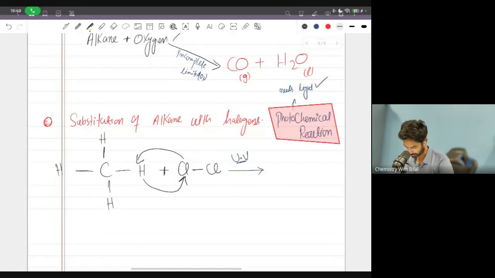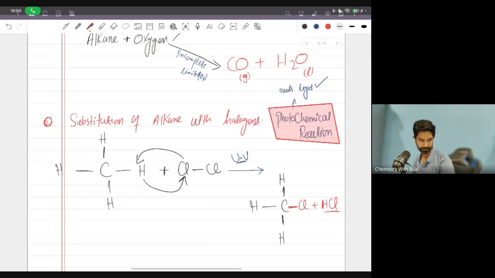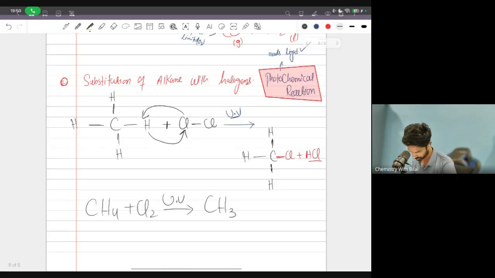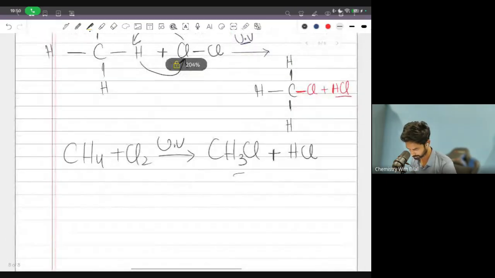So देखो, we replace one hydrogen, so carbon is now left with 3 hydrogens, and this hydrogen is replaced with Cl, and the other chlorine is bonded to hydrogen that was kicked by the chlorine. So how do you write it in simple words? CH4 reacts with chlorine in the presence of UV to get you CH3Cl and then HCl. Make sense, everyone?